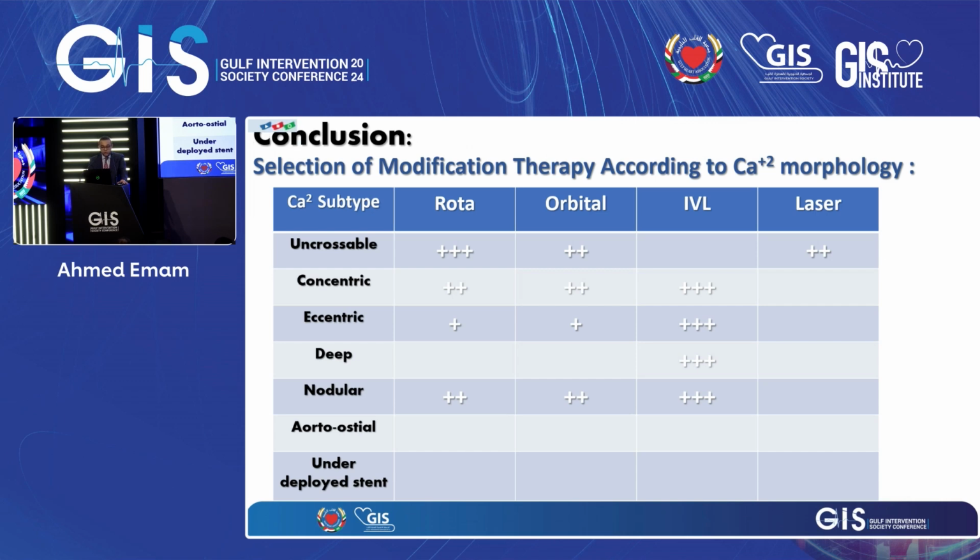For aorto-ostial lesions, I go ahead and start with rota. IVL may also be an option in this case. For the under-deployed stent, at the current moment we can go ahead and use IVL and laser.